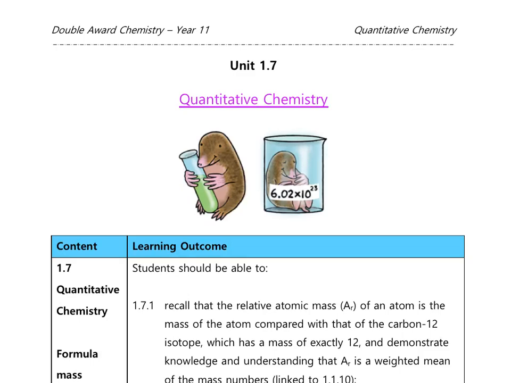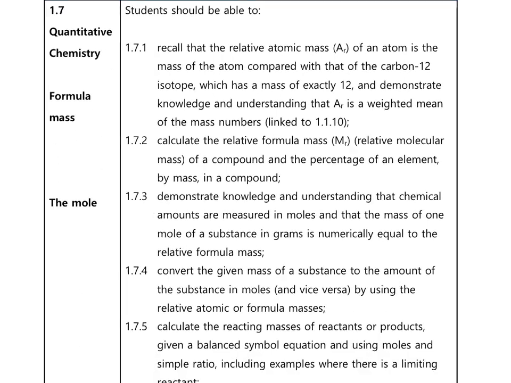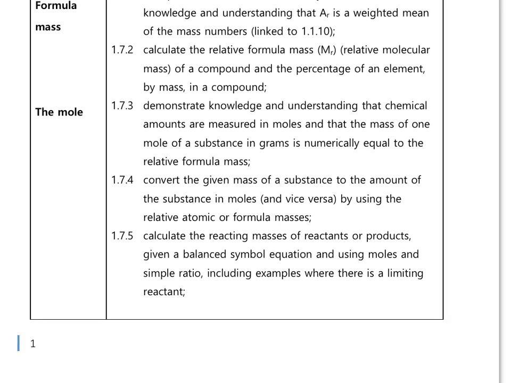So welcome back to Quantitative Chemistry, and this video is going to take you through reacting mass calculations. So that's 1.7.5 on the specification. So we're going to be calculating reacting masses of reactants or products given a balanced simple equation and using moles and simple ratio. We're not going to cover the examples where there's a limiting reactant in this video. We'll do that in a separate video.